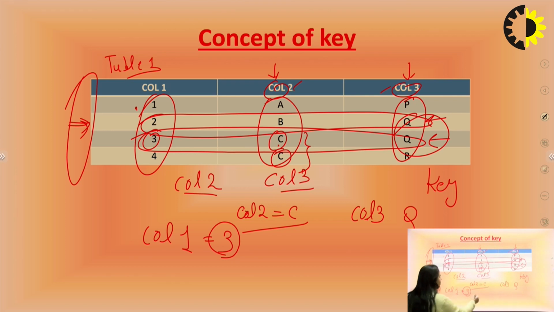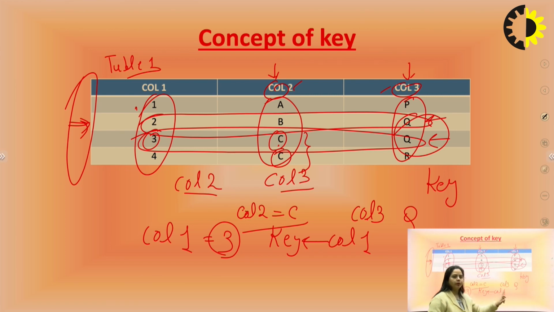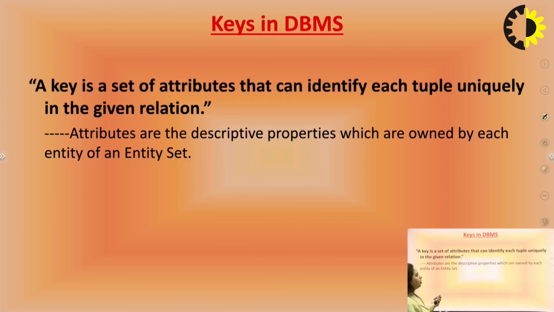So we can say for this table, column 1 will work as the key attribute. Now you understand, here the attribute column 1 acts as the key. From this concept we can derive that the key is the value of an attribute with the help of which we can uniquely identify the rest of the attributes. This is the concept of key. Now comes the definition. What is a key? A key is a set of attributes. It could be a single attribute or a set of attributes that can uniquely identify the tuples in a given relation.